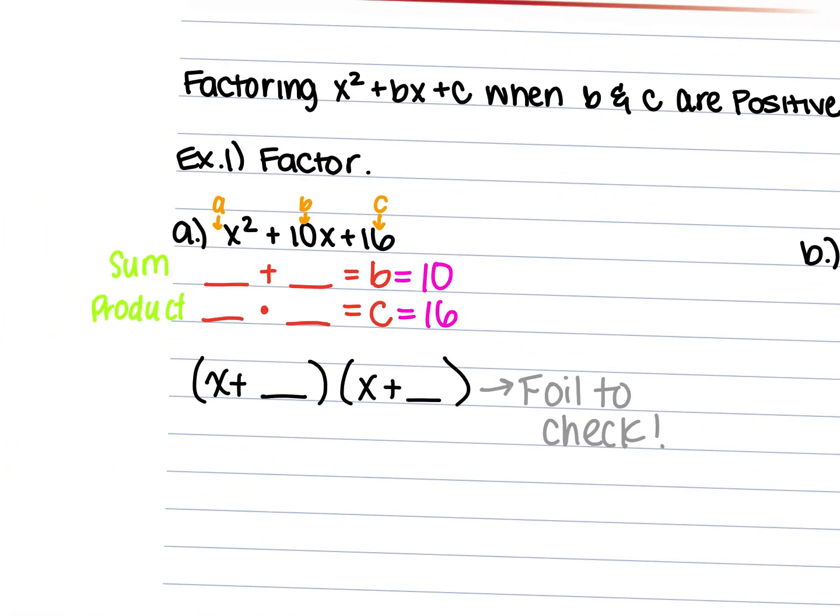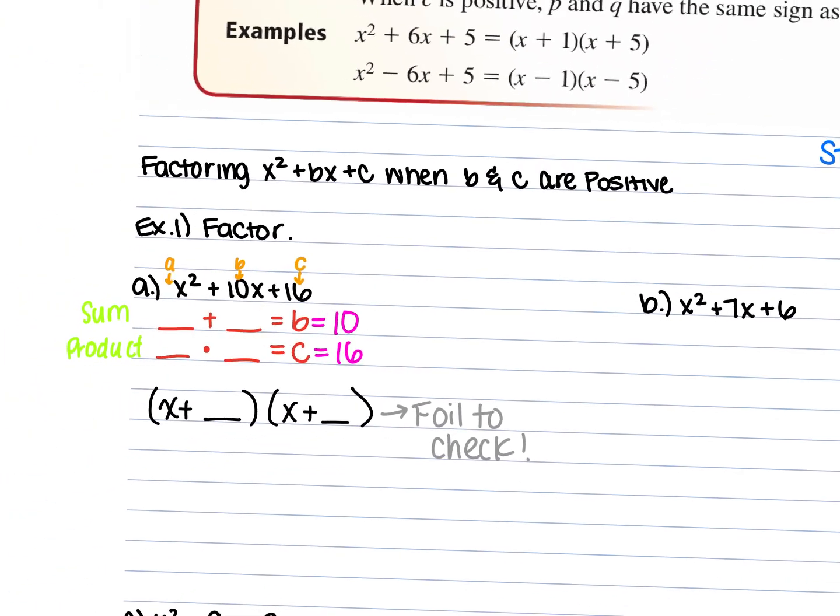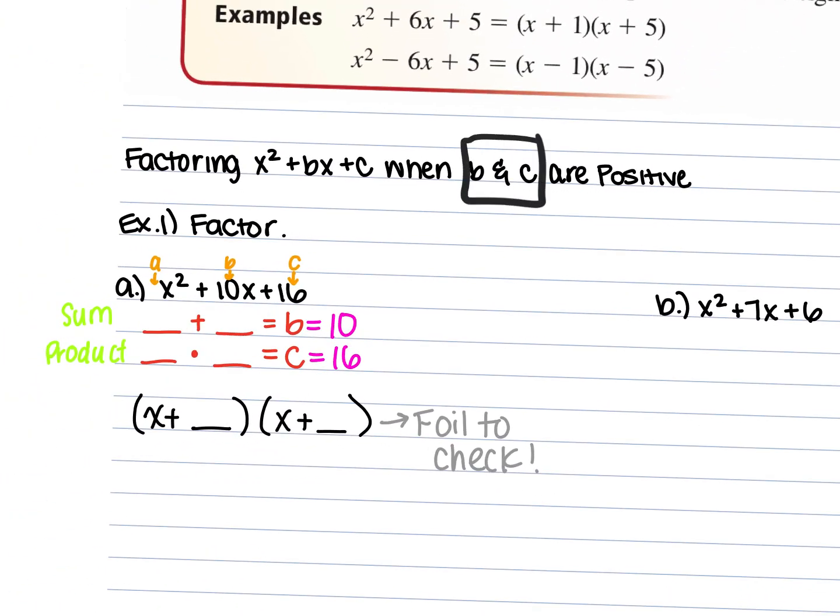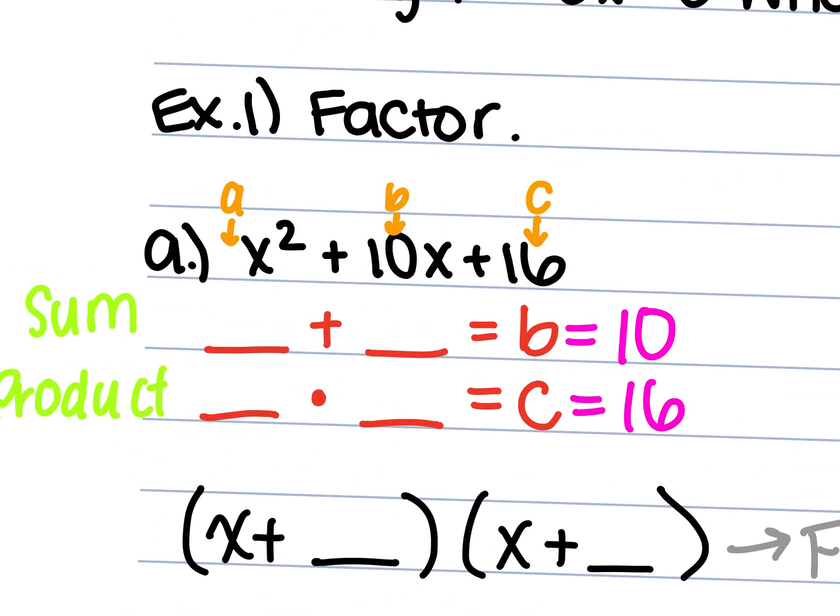Okay. So, take a look at the first example. We are going to start where our B and our C values are both positive. So, they are going to give you a trinomial that looks like this. X squared plus 10x plus 16. Your A value is the number in front of x squared. What number is in front of x squared? 1. Fill that in there. So my A is equal to 1. Your B value is in front of the x with an exponent of 1. What is the B value? 10. And your C value does not have what?